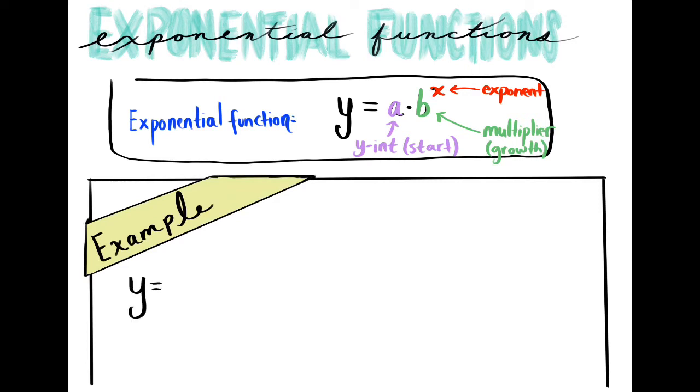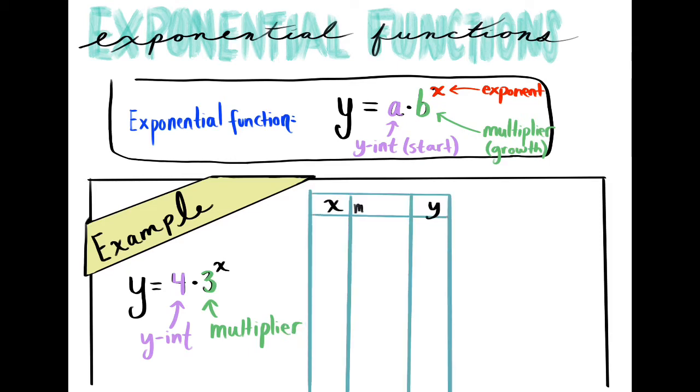If we wanted to graph the equation y equals 4 times 3 to the power of x, we know our y-intercept is at 4 and the pattern is changing by multiplying by 3. Now I can make my table by plugging in some values. I'm going to do my work right in the middle. Hopefully you guys can see that. So if I plug in -3, remember that negative exponents mean that you are dividing by that number. So that would be 4 over 3 cubed, which is 4 over 27.